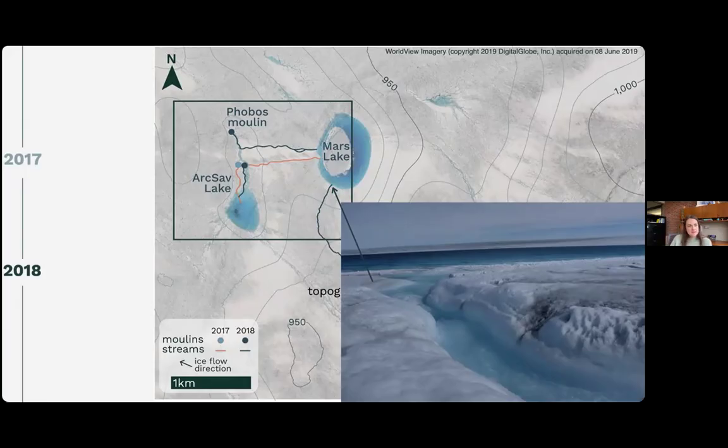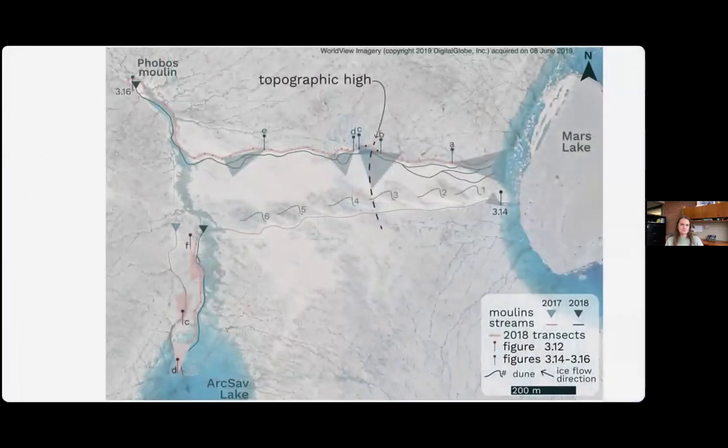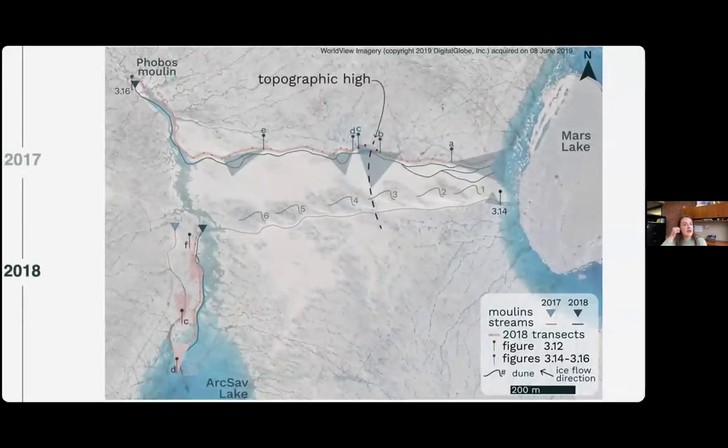Okay, looking at Mars and Arcsov lakes, we can see that Mars Lake did not reactivate that same flow path again in 2018. Instead, it breached a second highest topographic high point north of the old channel.